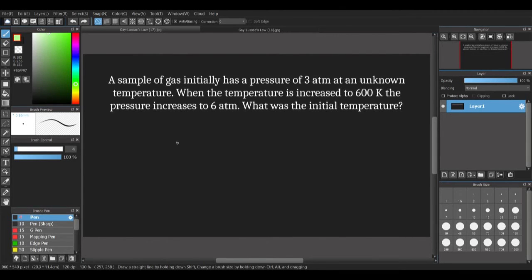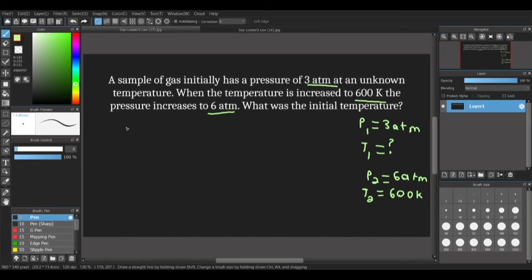For our first example, we are told that a sample of gas initially has a pressure of 3 atmospheres at an unknown temperature. When the temperature is increased to 600 Kelvin, the pressure increases to 6 atmospheres. What was the initial temperature? So the first thing we're going to do is write our givens. We're told that our initial pressure, or P1, is equal to 3 atmospheres. And then we don't know what T1 is. That's what we're solving for. We are also told that the temperature is increased to 600 Kelvin, so that's our T2 value. And then we're told that our new pressure is 6 atmospheres.